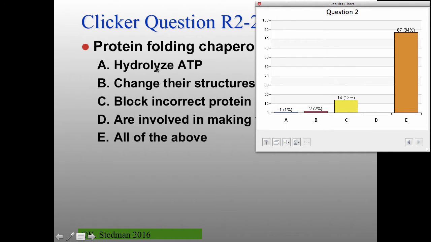Yes, they all hydrolyze ATP. When they hydrolyze ATP, their structures change. That has to do with how they're interacting with other proteins. And yes, of course, they block incorrect protein folding. That's what protein folding chaperones do in the first place. They're also involved in making viruses. That was the very first one of these that was found, is the GroE for growing the lambda bacteriophage. So E is correct.